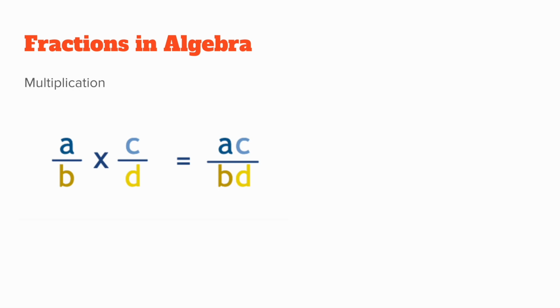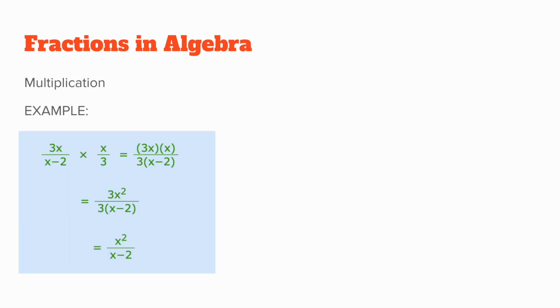So for example, when we say there's a number 3x over x minus 2 times x over 3, then the answer should be 3x times x over 3 multiplied by x minus 2. So the answer should be x squared over x minus 2.